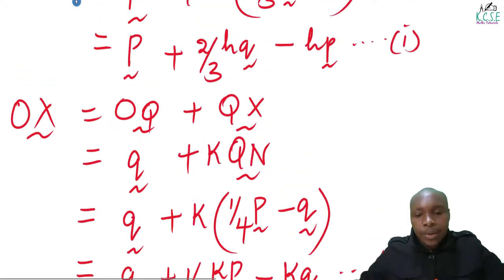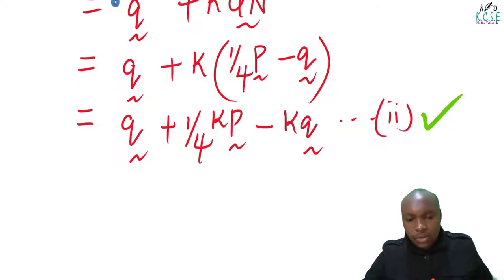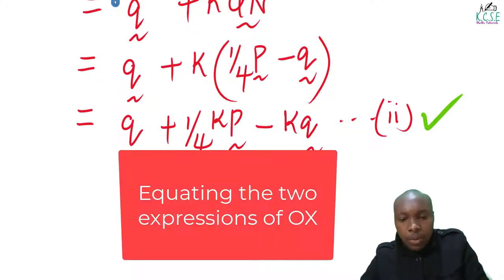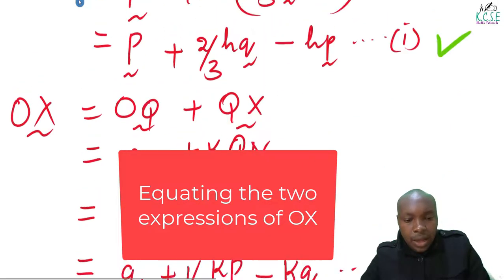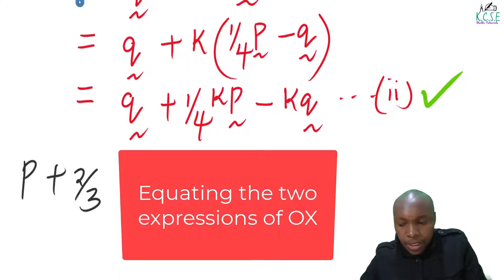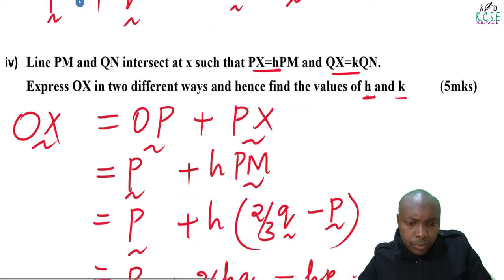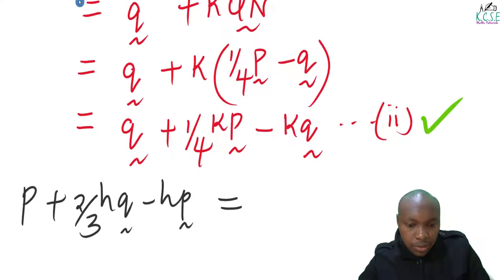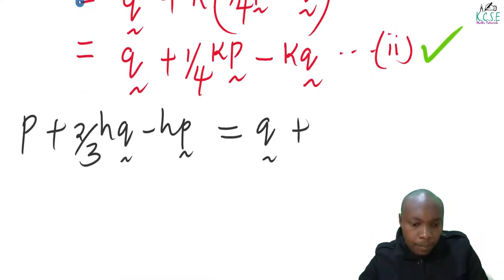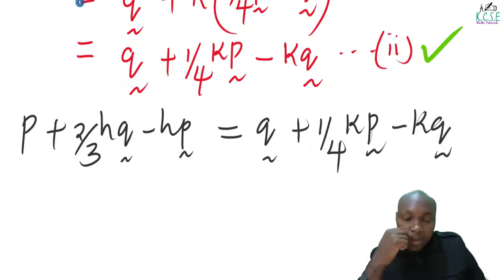Now you have two ways. You have expressed OX in two ways. Now we need to find the values of H and K. Since both of them are expressing the same thing, we should equate the first expression, which is P plus 2/3 HQ minus HP, to the second expression, which is Q plus a quarter KP minus KQ. You're equating the two expressions since they're expressing the same thing.